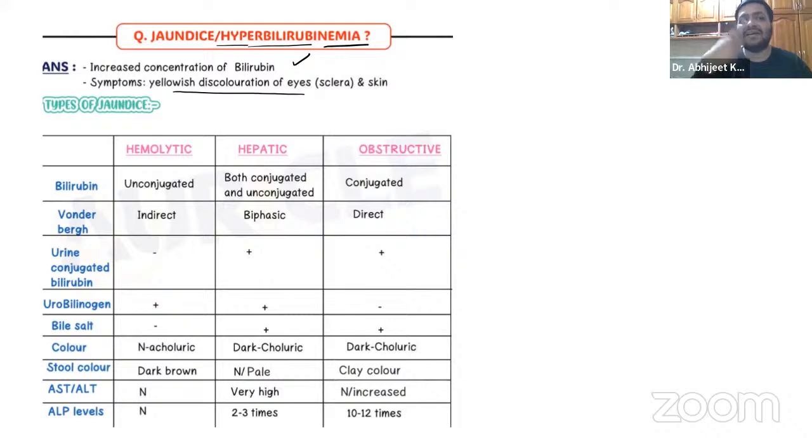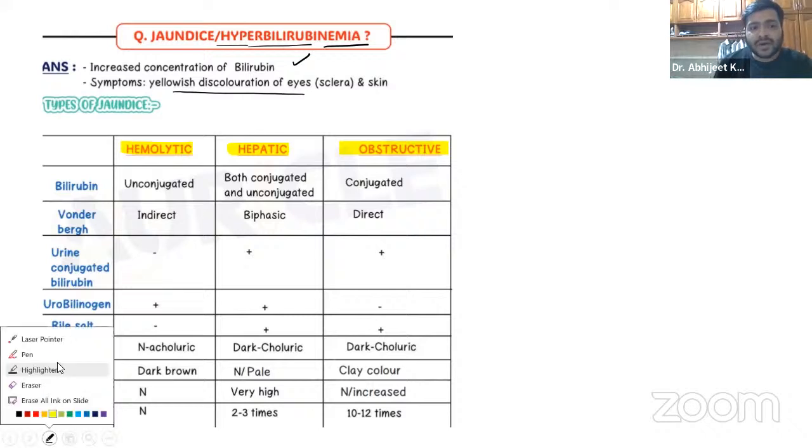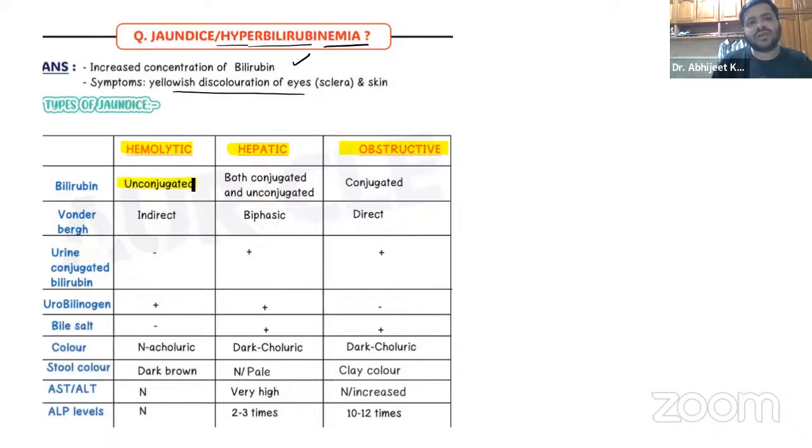So we have three types of jaundice that you have to remember. The very first, we have the prehepatic, hepatic, and post-hepatic jaundice. Over here, they have classified it as hemolytic jaundice, hepatic jaundice, and obstructive jaundice. Remember, in the hemolytic jaundice, it is not happening in the liver. It is just before the liver part, in the blood. What is happening? The bilirubin over here will be unconjugated.